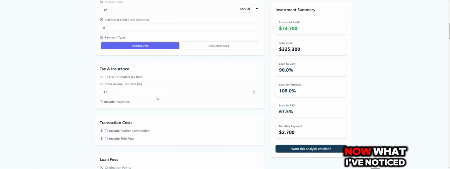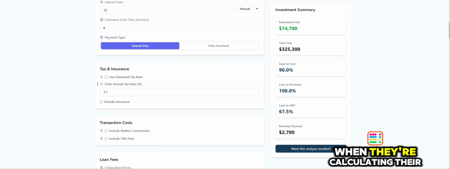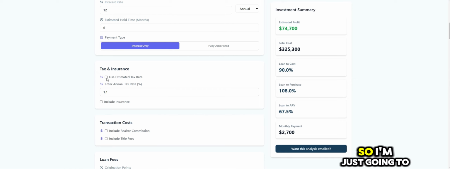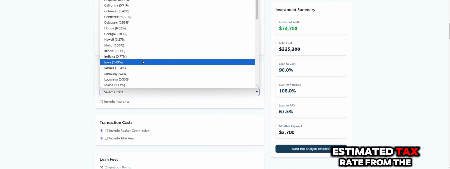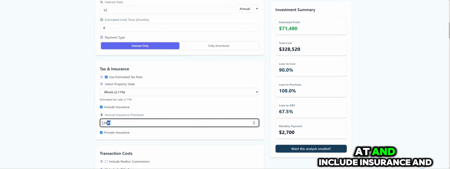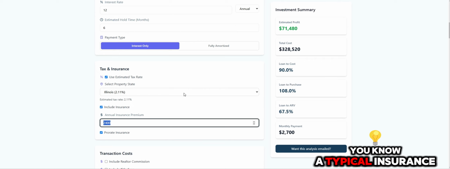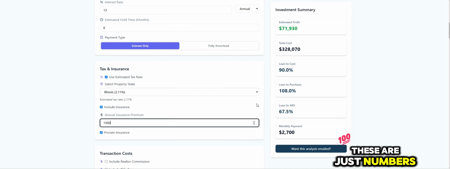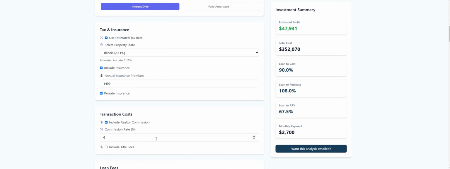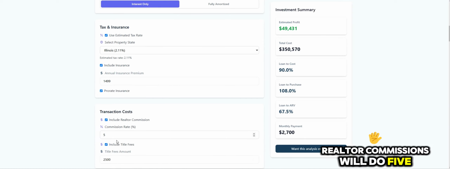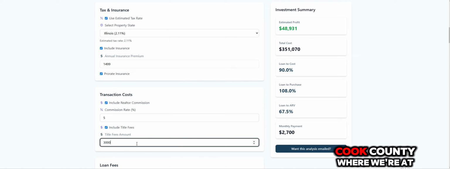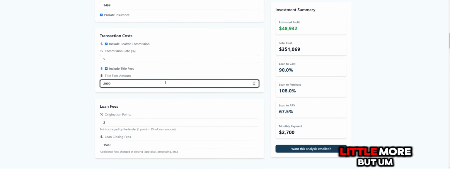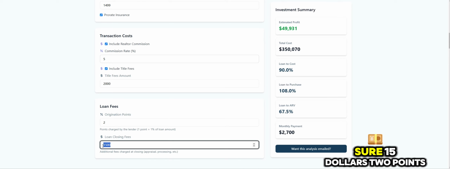Okay, now what I've noticed is that some investors do not calculate third-party costs when they're calculating their profit. So I'm just going to click estimated tax rate. I'm going to click Illinois because that's where we're at, and include insurance and a typical insurance policy. Again, these are just numbers to kind of get you thinking about the third-party costs associated with a transaction. Realtor commissions, we'll do 5. Title fees, we'll say $3,000. If you're in Cook County, where we're at, you'll know that title fees are a little more, but you get the idea here. So origination points, sure, $1,500, 2 points.